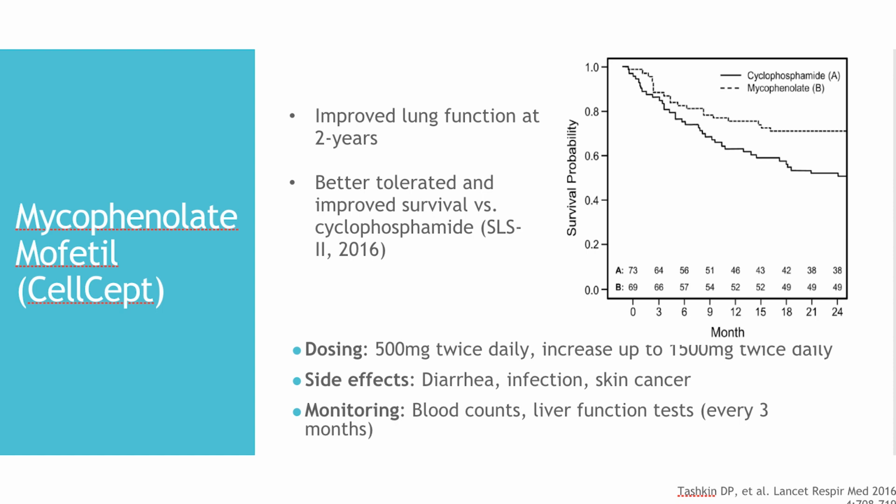And so this is really one of the strongest evidence-based medications that we have for scleroderma. It's typically dosed at 500 milligrams twice a day at the beginning, and then we ramp you up to 1500 milligrams twice daily if you can tolerate it. The main side effects, as many of you might know, are diarrhea, infection, and then cancers, specifically skin cancer are the major ones. And so it is a medication that requires periodic monitoring.